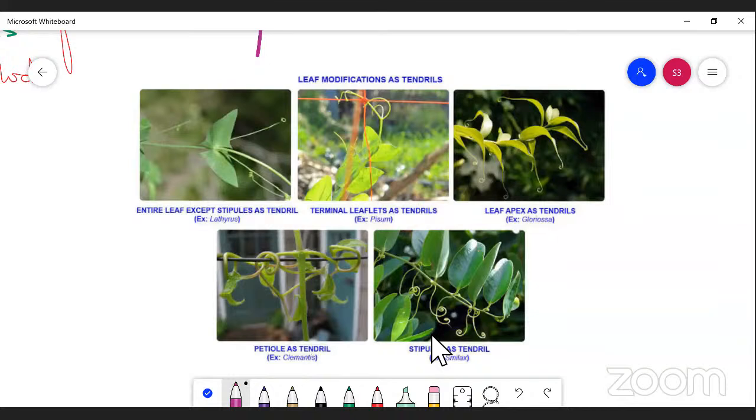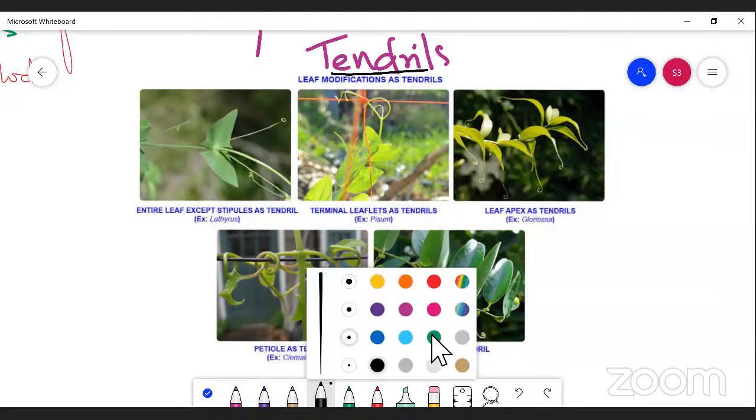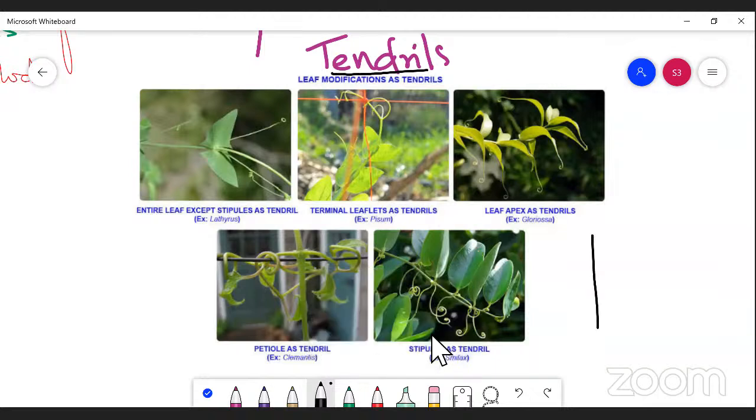So what is a tendril? A tendril is nothing but a leaf modification. Repeatedly I am saying, a tendril is simply a leaf modification. What is its nature? On one side the leaf is there, and on the other side there is a fine extension. That is called a tendril. Now this is called a tendril.